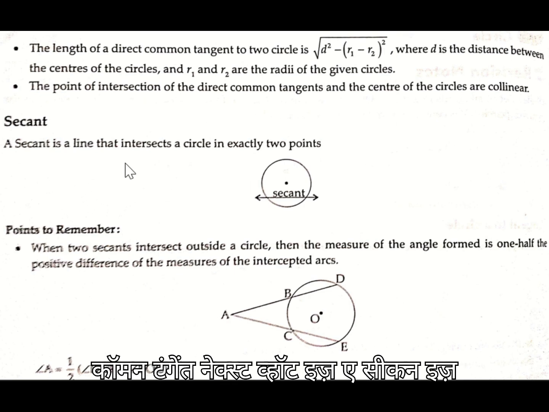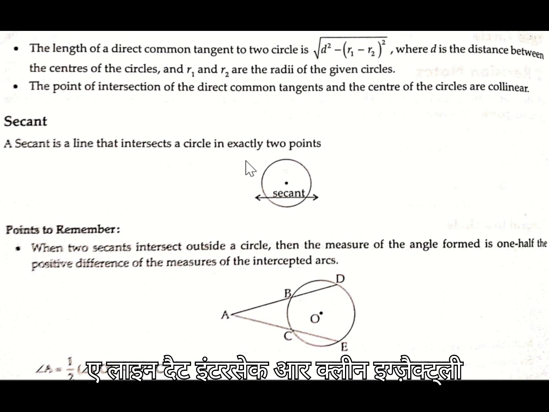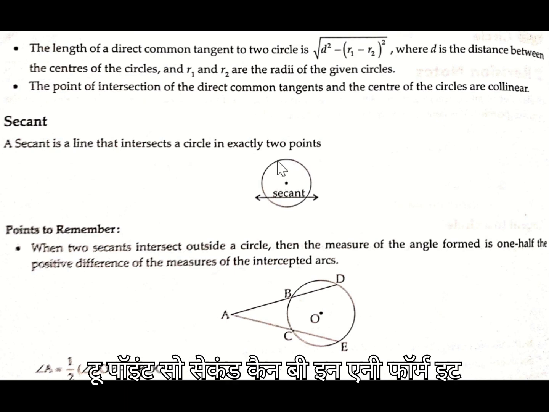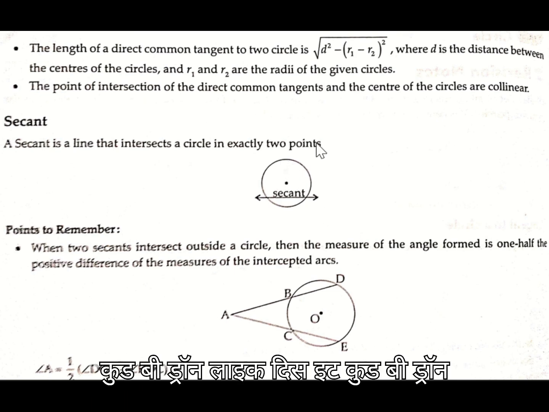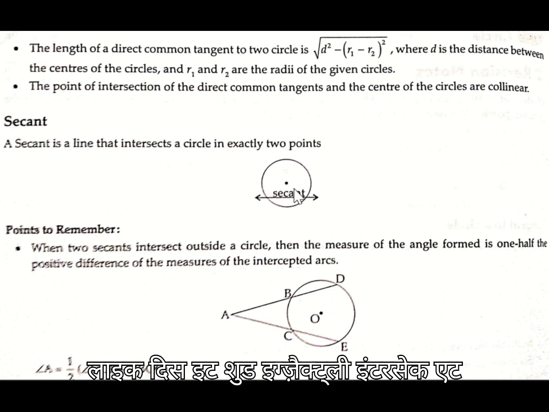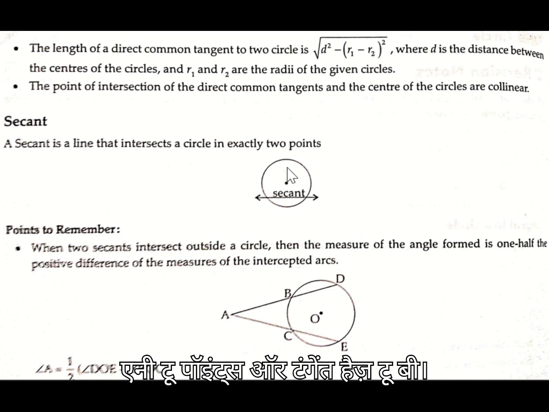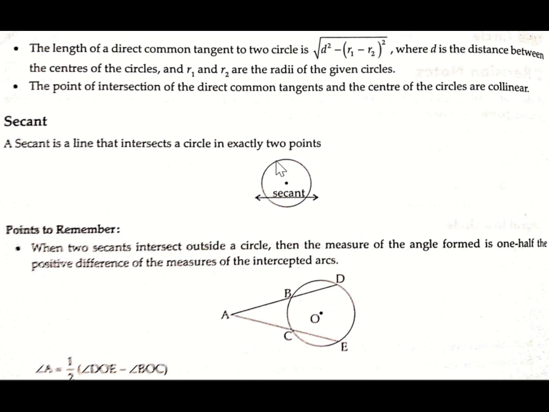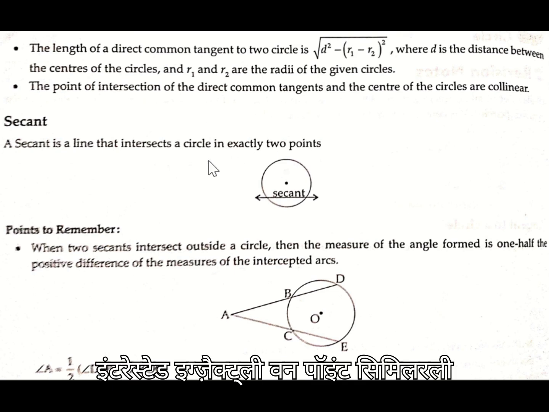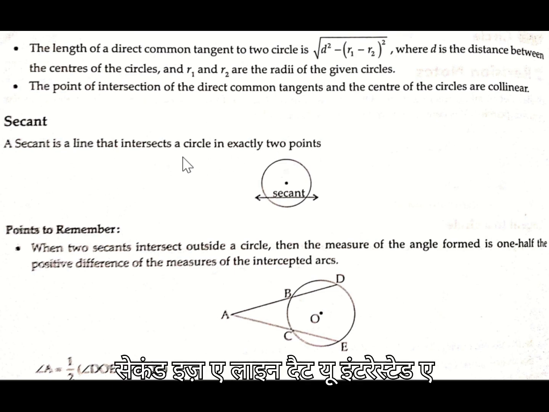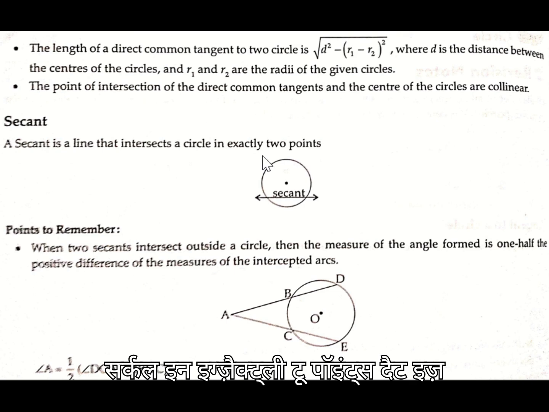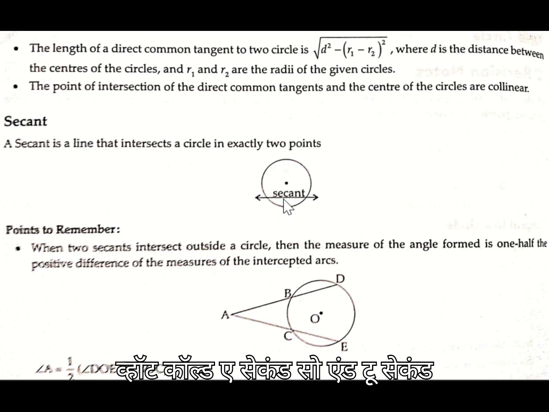Next, what is a secant? A secant is a line that intersects a circle in exactly two points. So a secant can be in any form. It could be drawn like this, or like this. It should intersect at exactly two points. A tangent has to intersect at exactly one point. Similarly, a secant is a line that intersects a circle in exactly two points. That's what is called a secant.